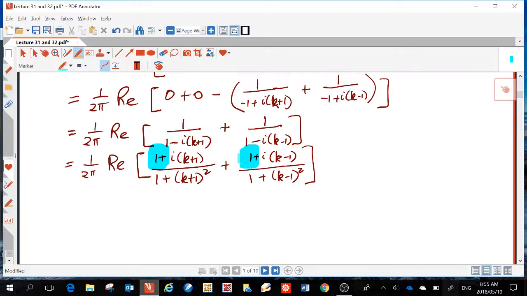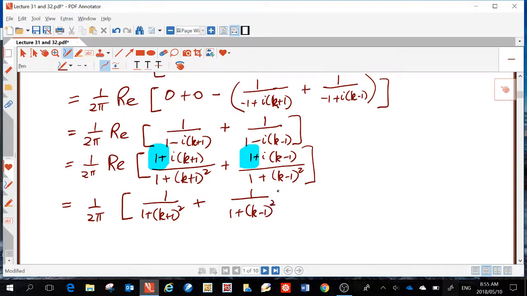If this problem had a sine x in it, you would need the complex part. Then you read the k plus 1, k minus 1 part. This problem has the real part, it's a cosine problem. So the answer now is 1 over 2 pi. The real part of that is 1 over 1 plus k plus 1 squared plus 1 over 1 plus k minus 1 squared. That's it. That's f of k.